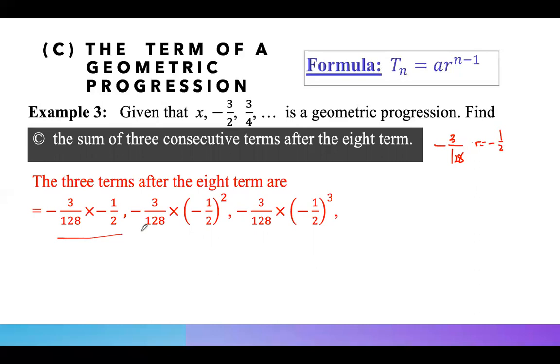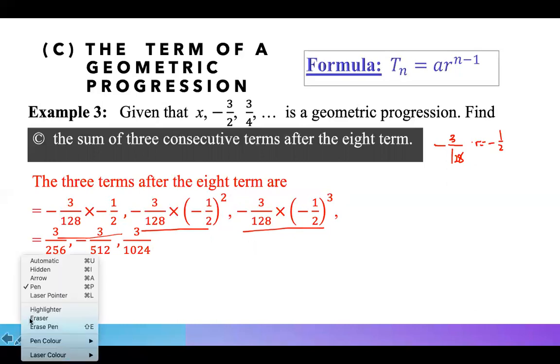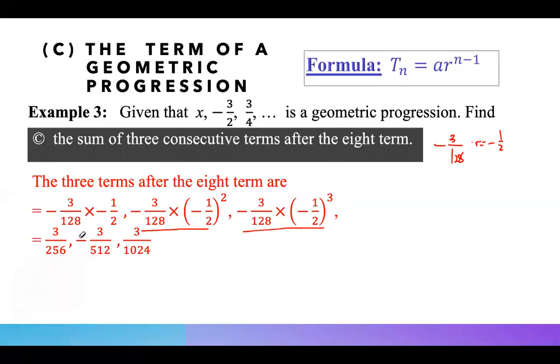The second term you multiply by negative half squared. The third term you multiply by negative half cubed, right? Or you just use the calculator, you press negative half again, and you get the answer, right? So you should get the answer. This is the answer, right?